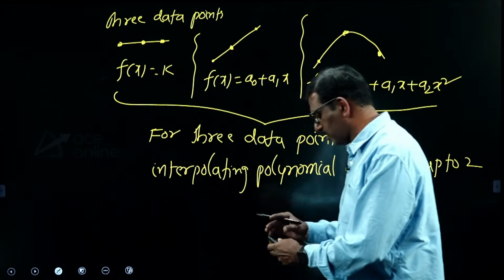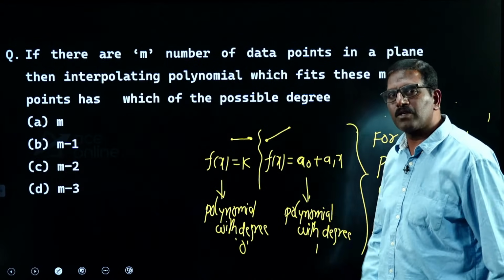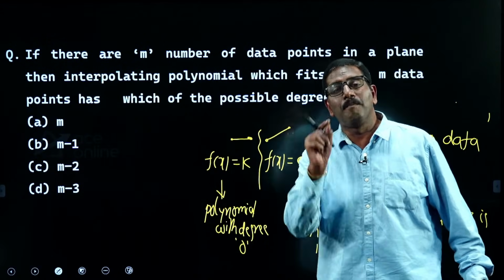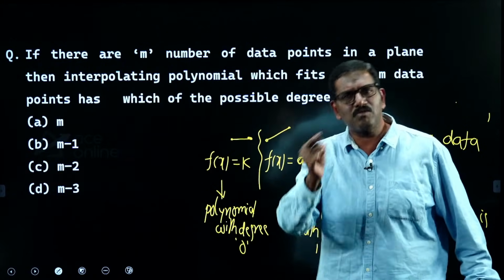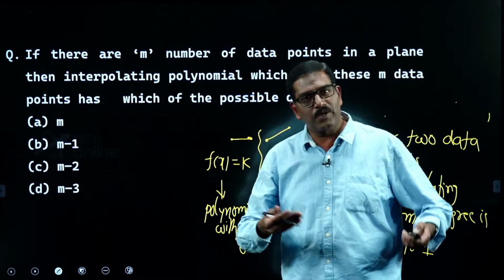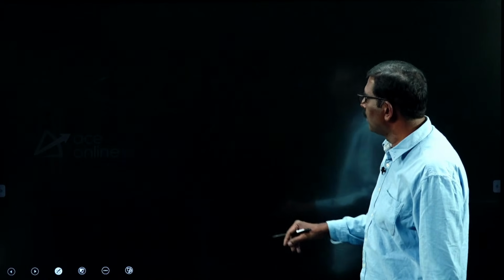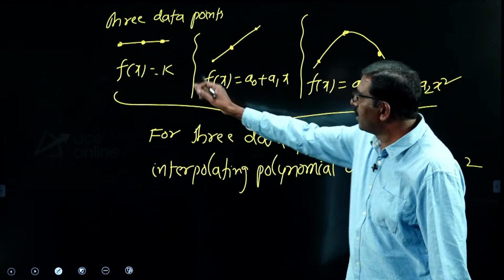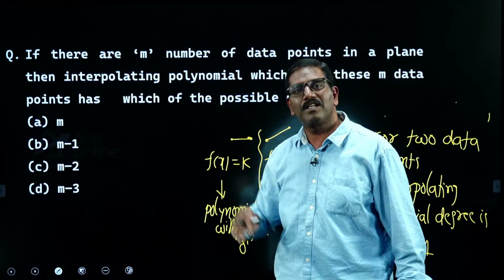Now, coming to the question. For m data points, what is the maximum degree? Maximum degree is m minus 1, not exactly. Degree may be m minus 1 or less than m minus 1 also. So, the degree may start from degree 0, that is, degree 0 or degree 1 or degree 2 up to degree m minus 1.